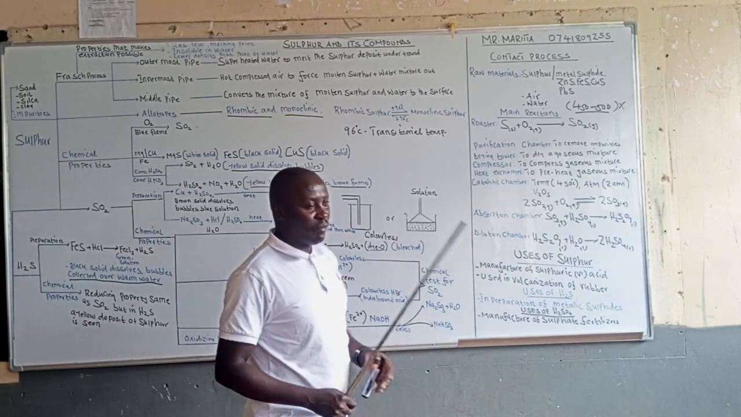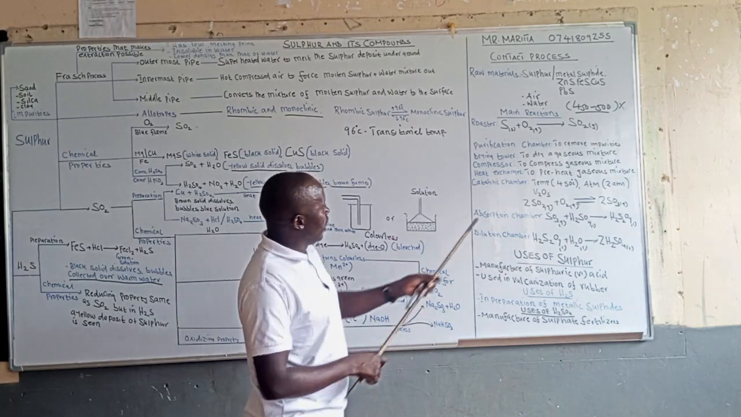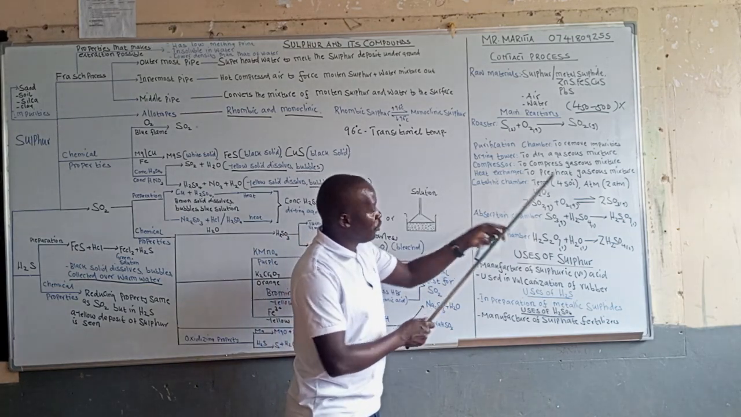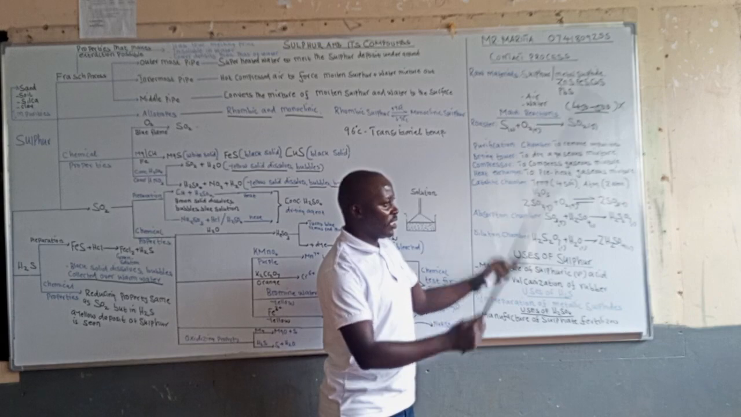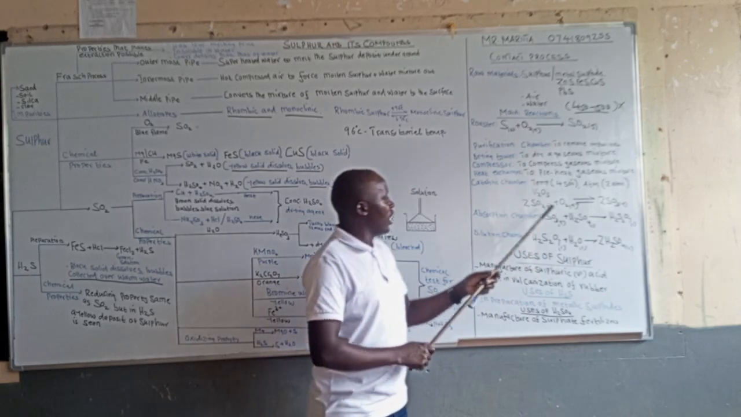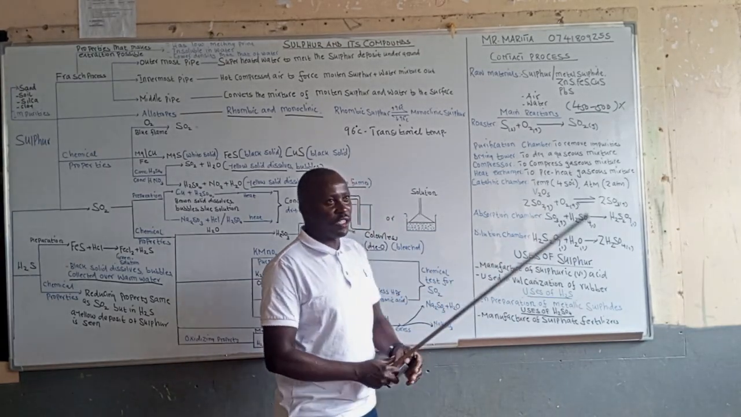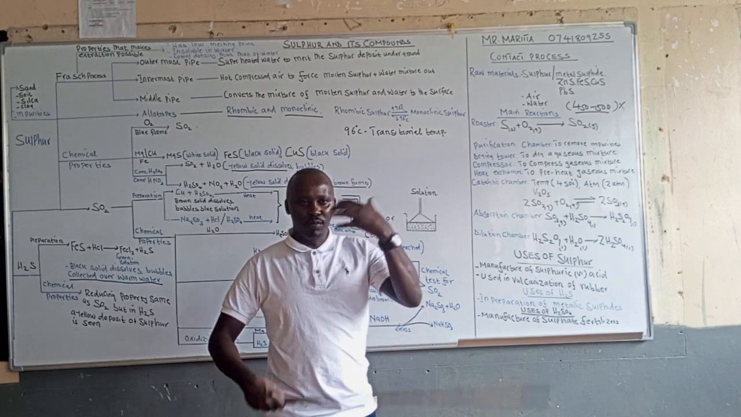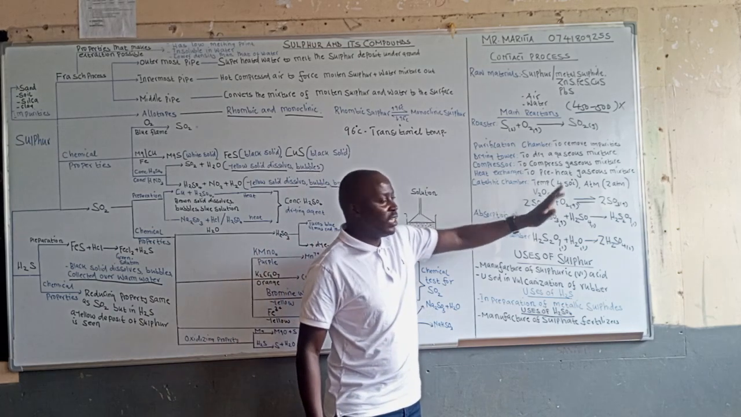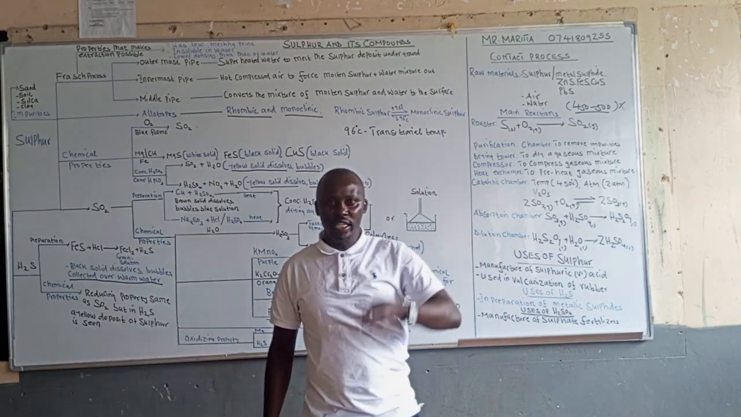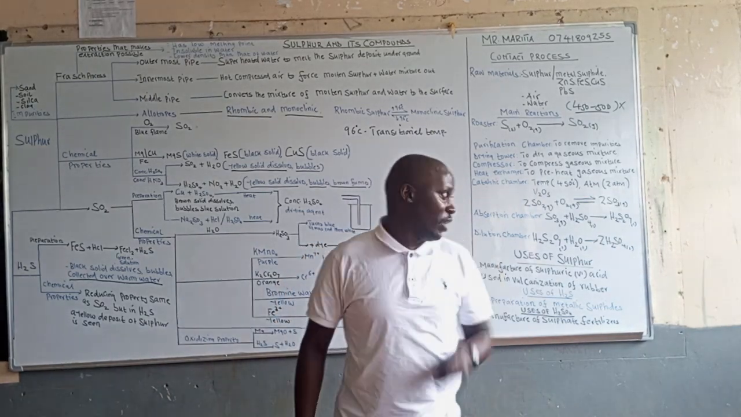So in the catalytic chamber, we need to know the conditions. We have a temperature of 450. We have a pressure of 2 to 3 atmospheres. So in an exam, you either write 2 or 3. Then we have the vanadium 5 oxide, the preferred catalyst required, because of two reasons. It is cheap and it is not poisonous.